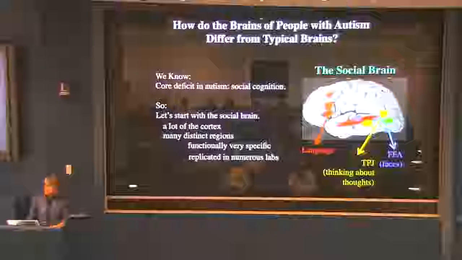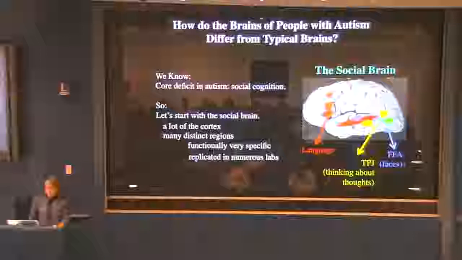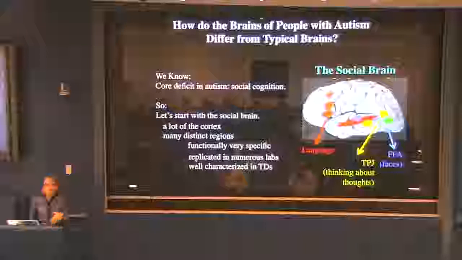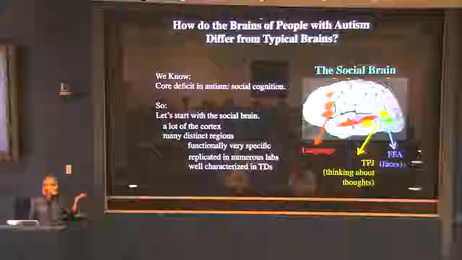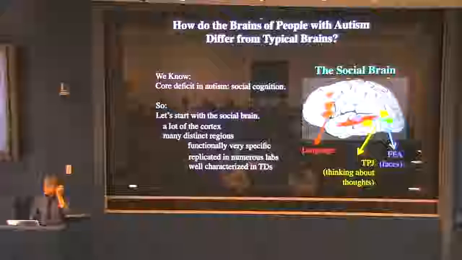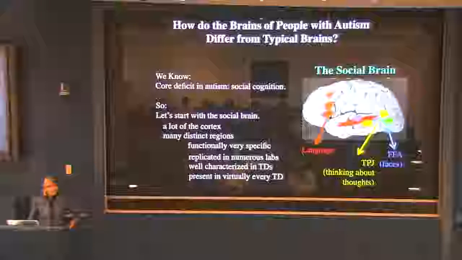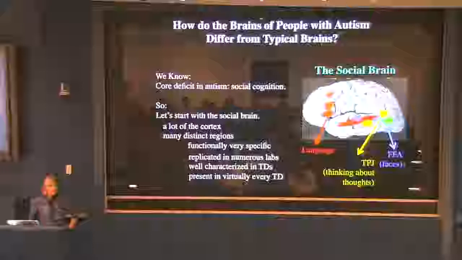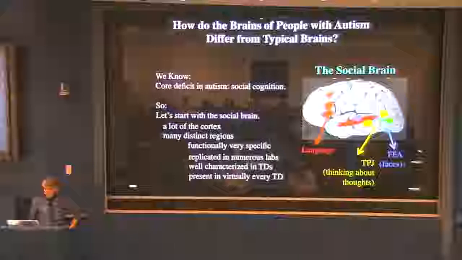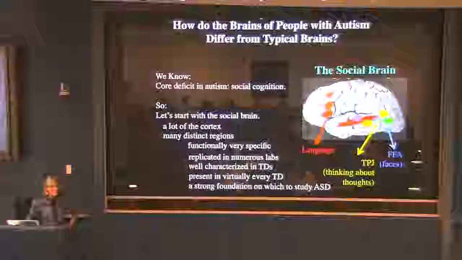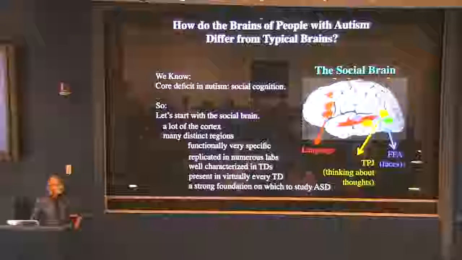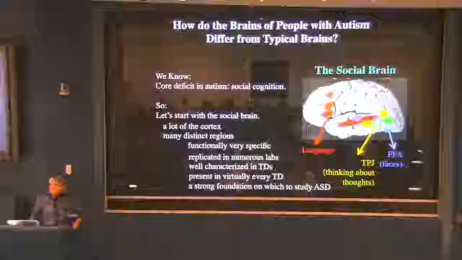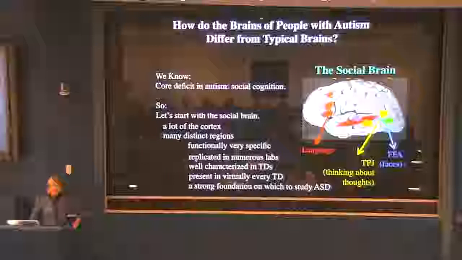Each of these here has been replicated in many different labs. They are pretty well characterized in typical subjects. That is, for each of these regions, we know a lot about how they behave and what different things they respond to. And each of these regions is present in pretty much every typical subject, right? So they're just part of the basic architecture of the human brain, and I would say of the human mind as well, which is really why we care about the brain. And so it seems to me this is a good place to start when trying to understand autism.